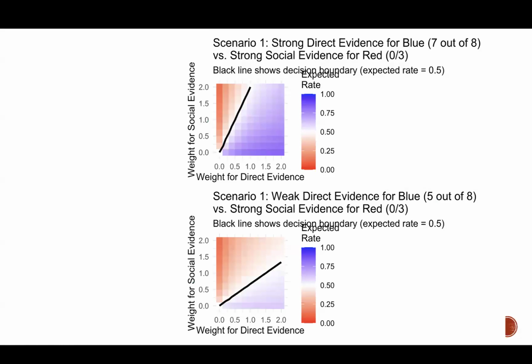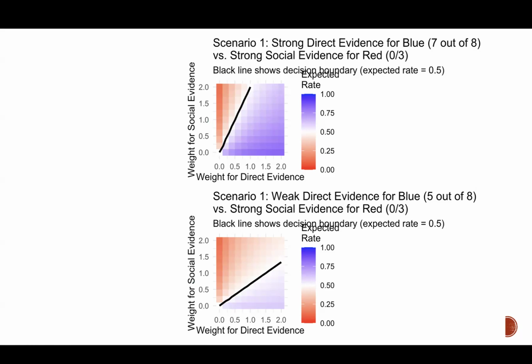So what we see here is the behavior in two different scenarios. In the first scenario, we have strong direct evidence for blue, 7 out of 8, and strong social evidence for red, 0 blues out of 3. On the x-axis, we have the possible weights for direct evidence. On the y-axis, we have the possible weights for social evidence. And here I bound them between 0 and 2, though there are no natural boundaries.